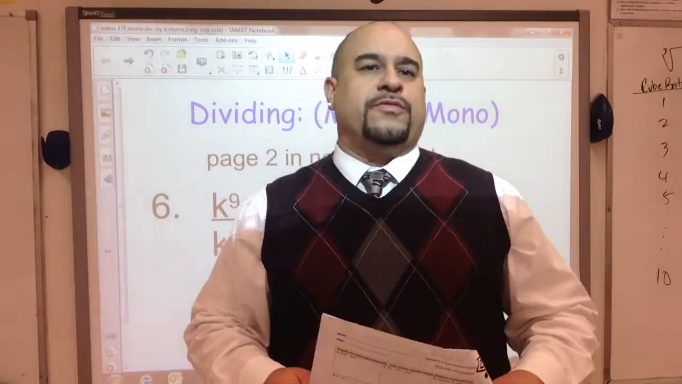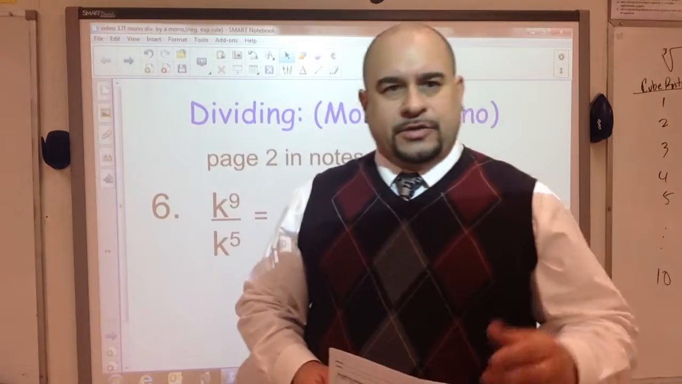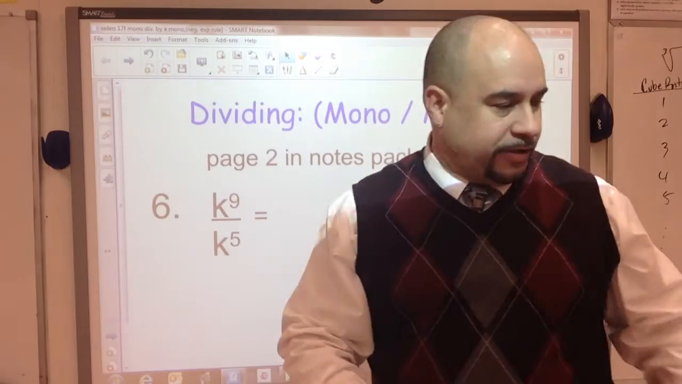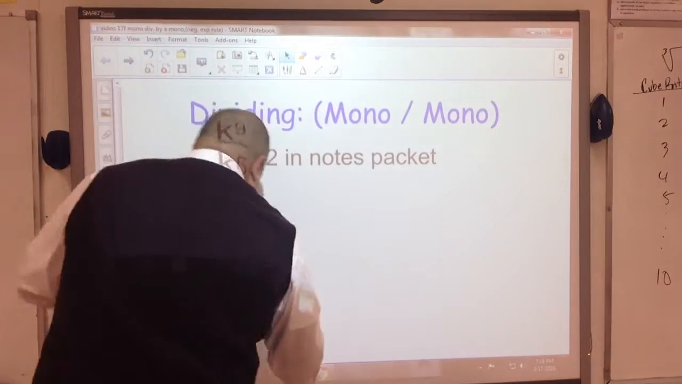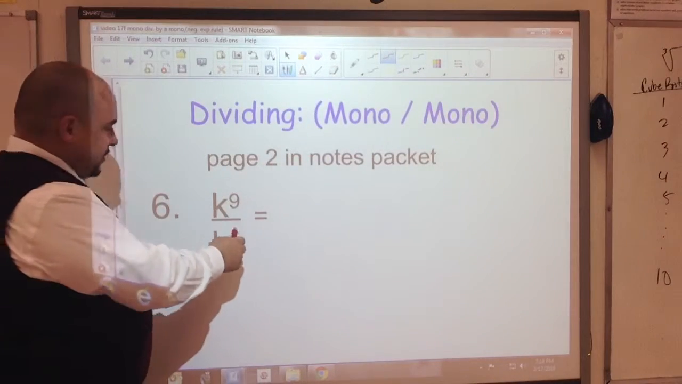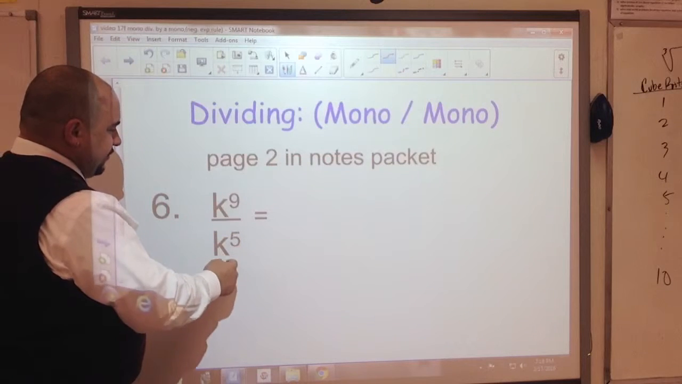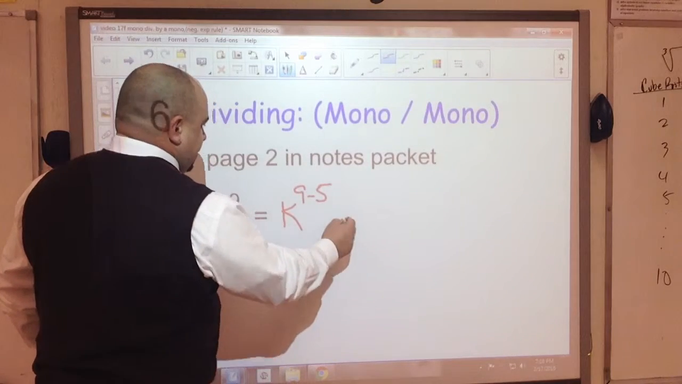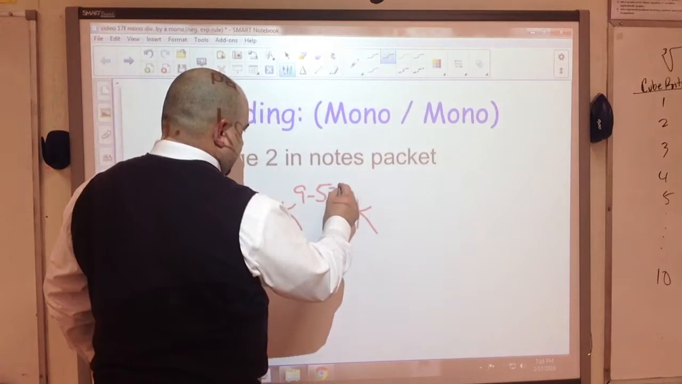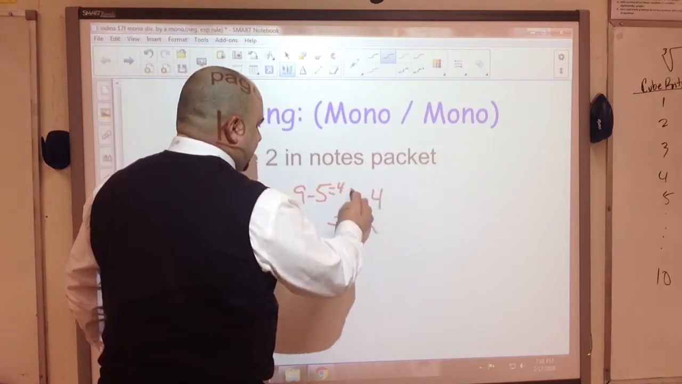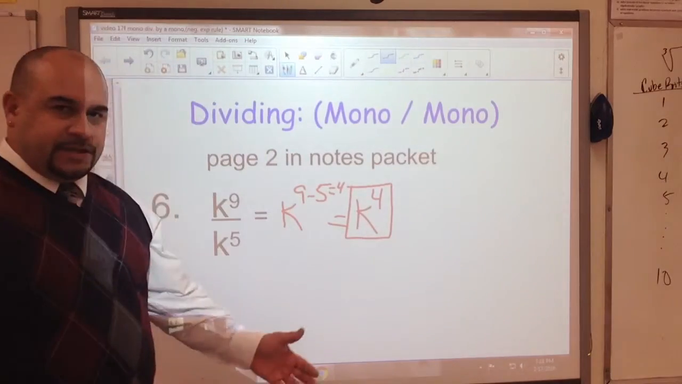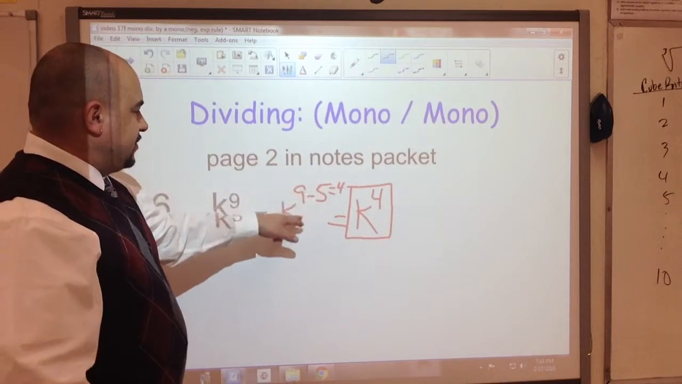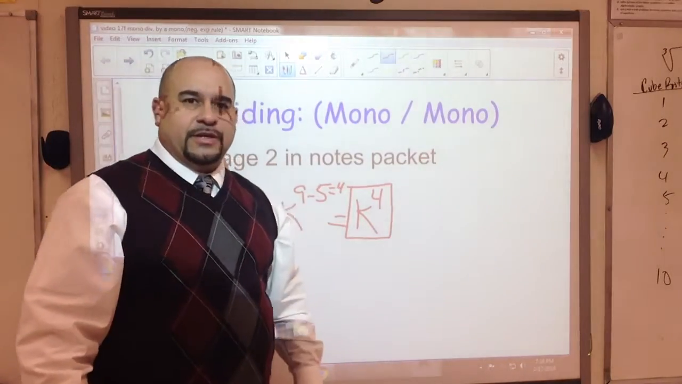Now, let's go to page 2 in our notes packet. The rule from page 1 says when you're dividing, you take the exponents of the like bases and subtract them. So if you notice, k to the 9th divided by k to the 5th. One way you can write this is k to the 9 minus 5, and you get k to the 4th power. That's your answer. So again, same base, subtract the exponents, and there's your answer, k to the 4th power.